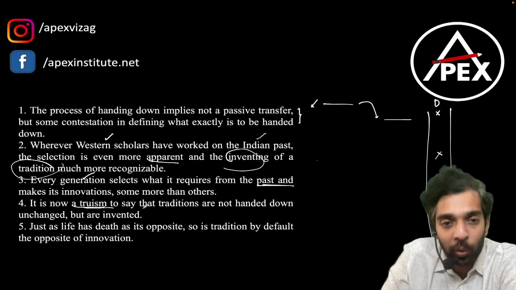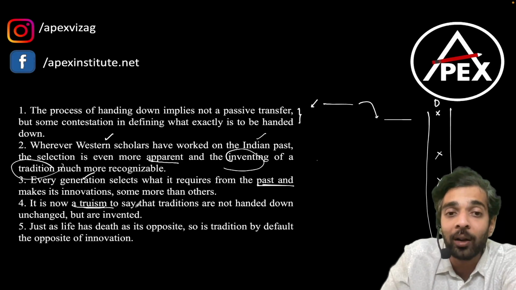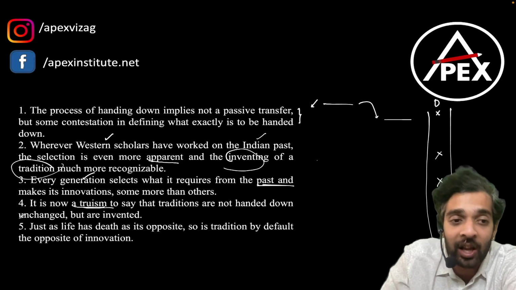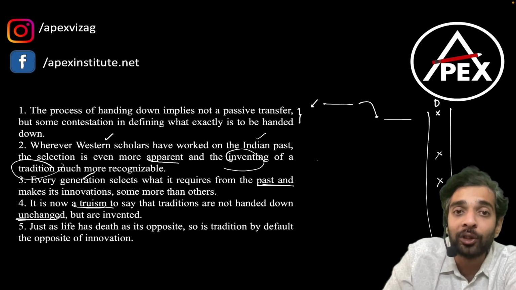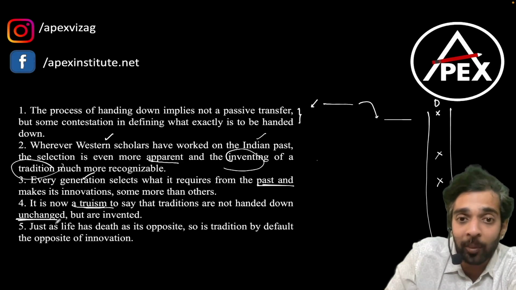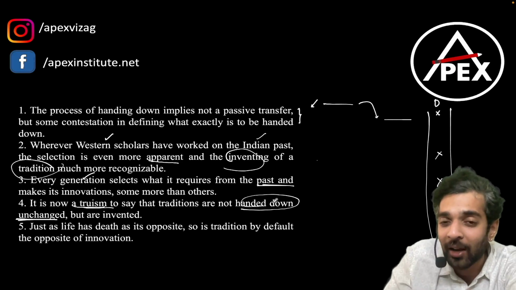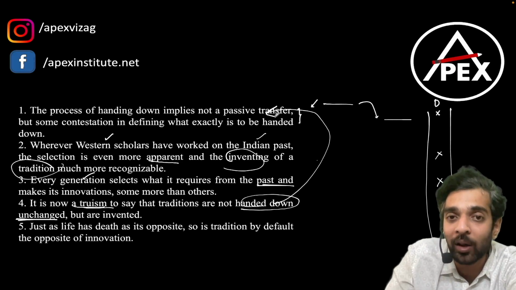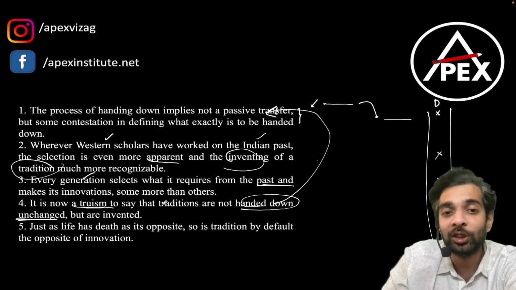So it's now a truism to say that traditions are not handed down unchanged. So here I can see that there's some kind of a change that's coming. Okay, I now see that in the process of handing down traditions, remember, we've read about handing down somewhere, maybe in 1. Yes, so in this process things are changed.